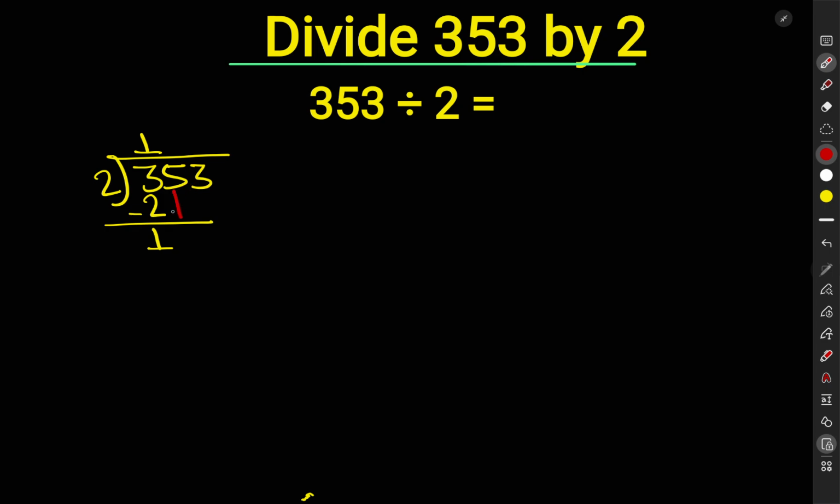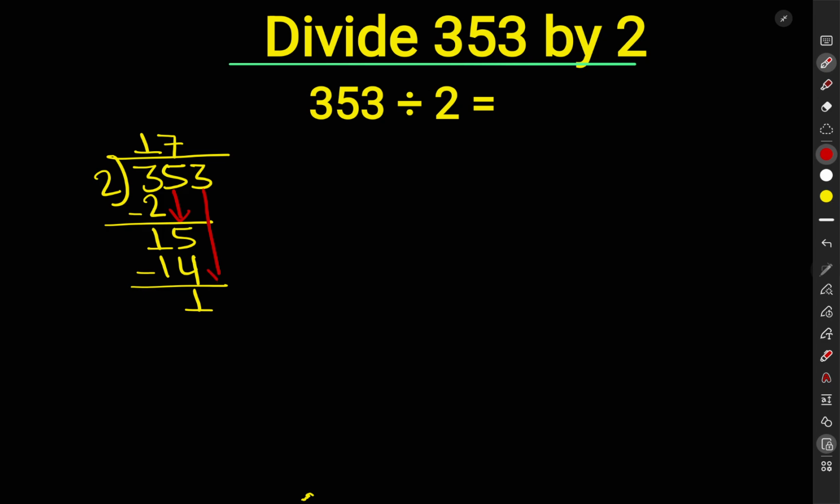So we put down the number beside this, 5. So it became 15, and 2 times 7 means 14. On subtracting we get 1. So again this 1 is less than 2.